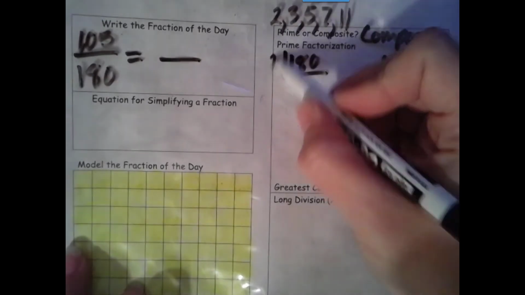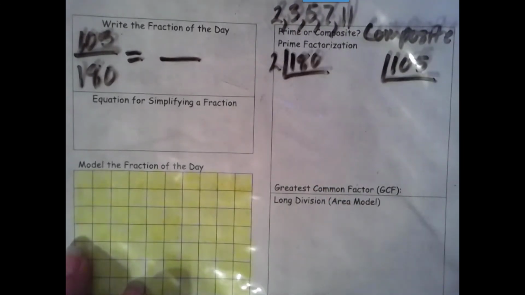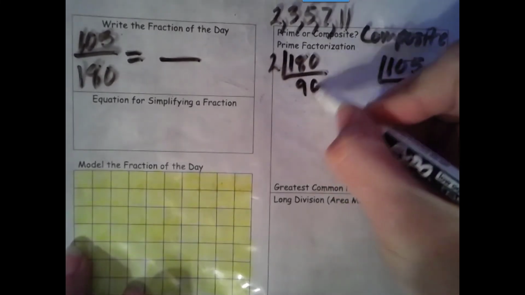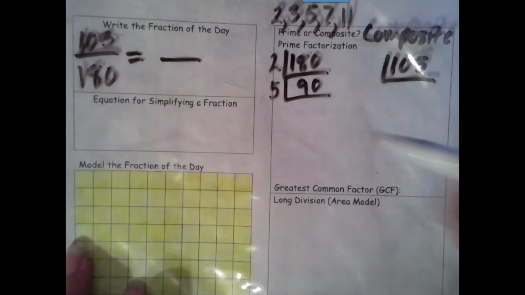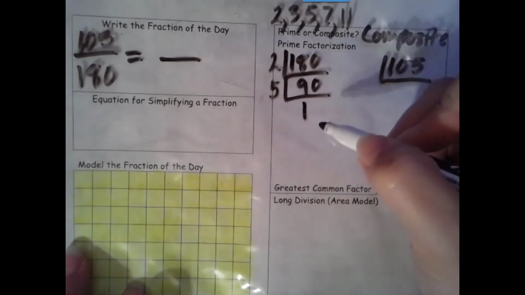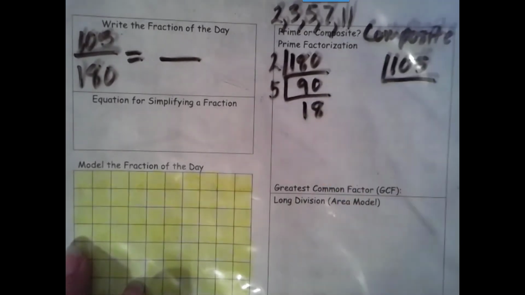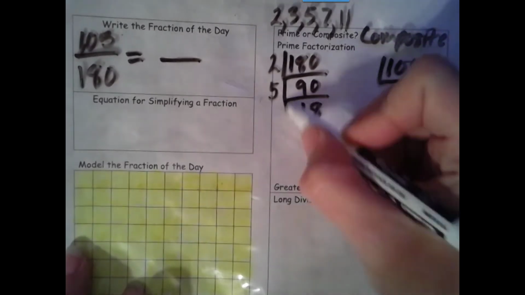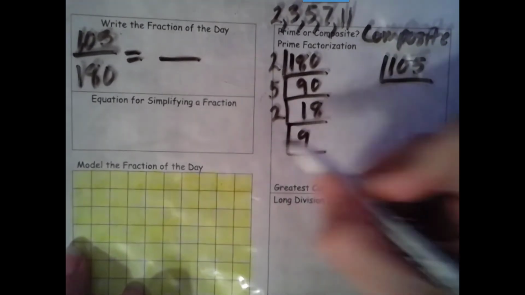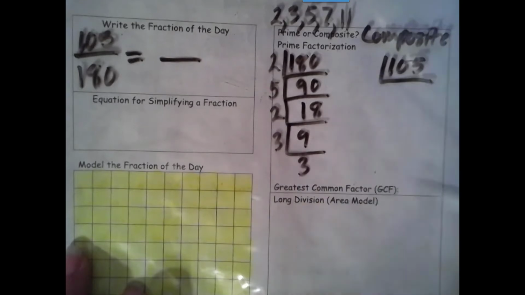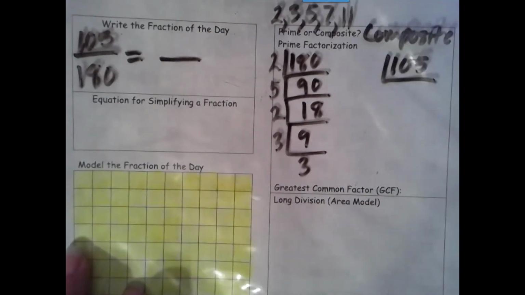180 is even, so I can divide it by 2 or cut it in half. Half of 18 tens is 9 tens. That ends in a 0, so I can divide by 5. I could get 10 fives out of 90, that leaves 40, and I could get 8 fives out of 40. It's even, so I could divide by 2, I get 9. Divide by 3, I get 3. When I get to a prime number, I am done.